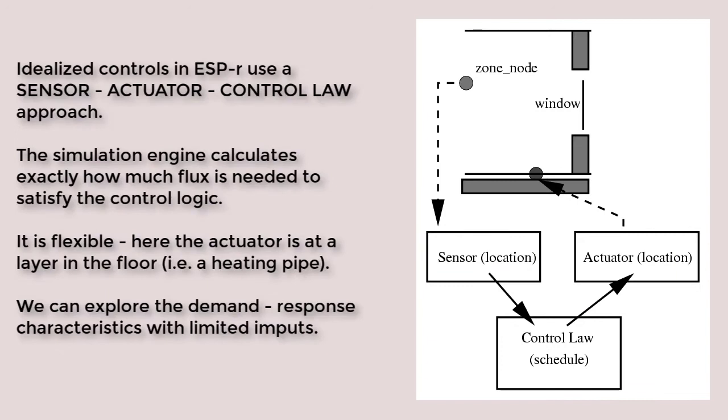ESP-r uses a sensor actuator control law description for ideal approaches. In the example on the right, the sensor is in the air node and the actuator is within the floor construction, and the method computes how much flux needs to be delivered to satisfy the control logic. A pure convection actuator would be a quick stand-in for an air-based environmental control.